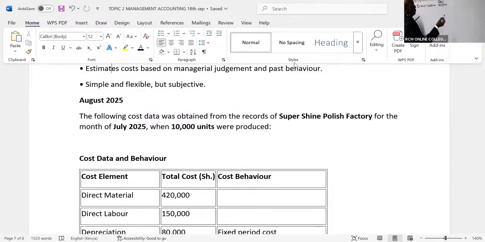And then of course, cost behavior: there are times they will not tell you. Like now, for direct material, they never told us whether this is variable or fixed. But if you have been in my class, when they mention the word direct, what comes to your mind?